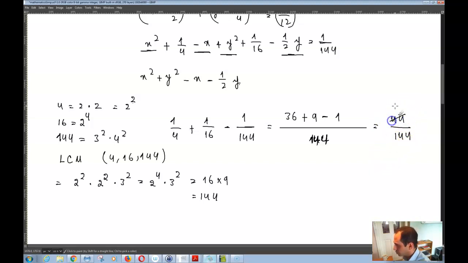And you can divide by 9 and get 5 over 16. So then this is plus 11 by 36. 11 by 36 is equal to 0.